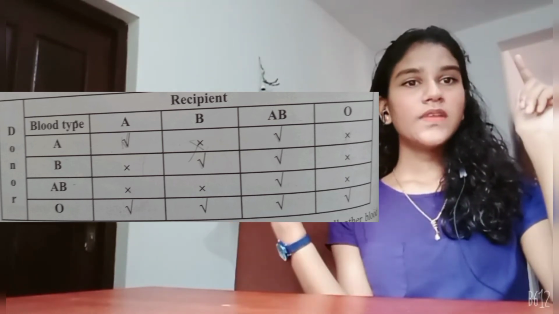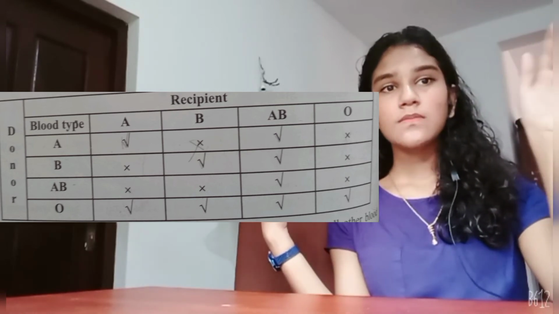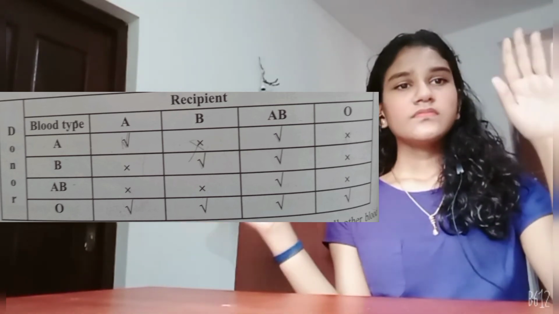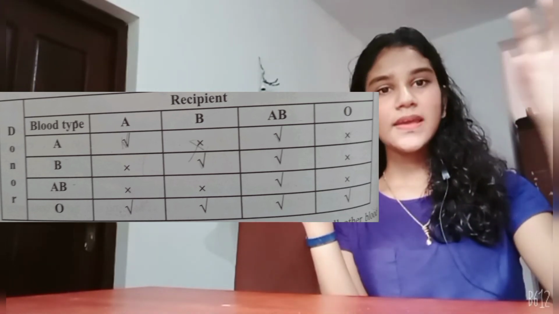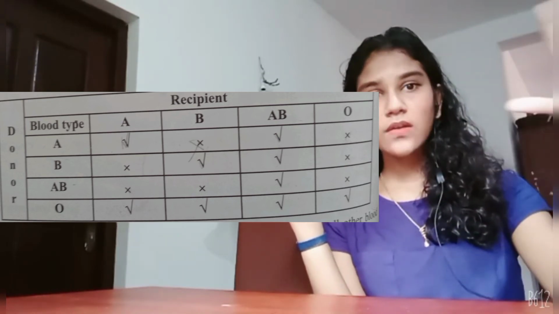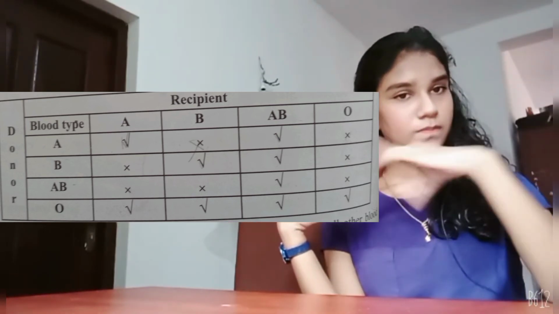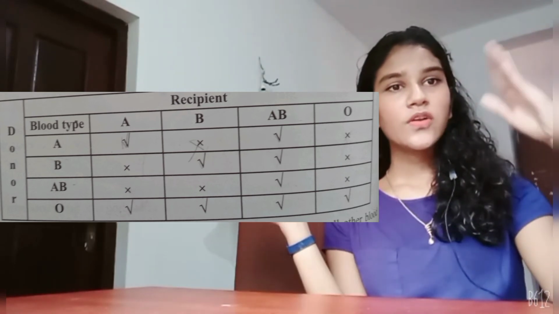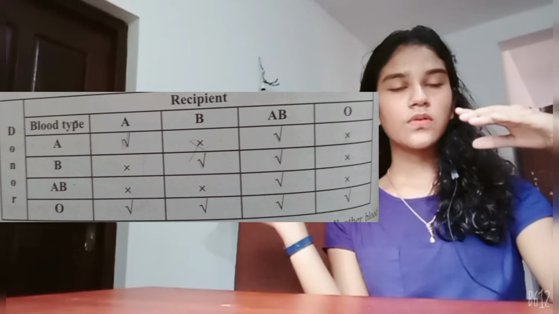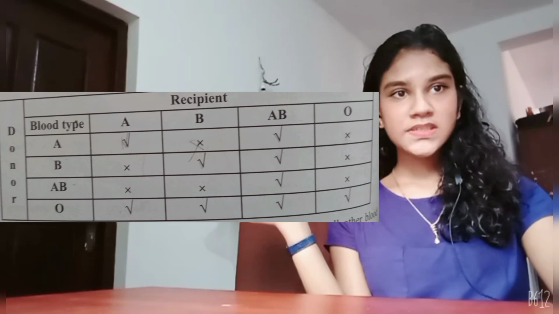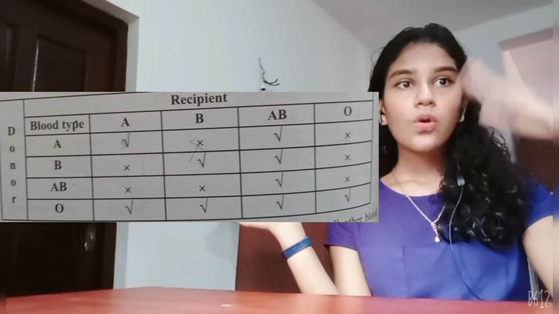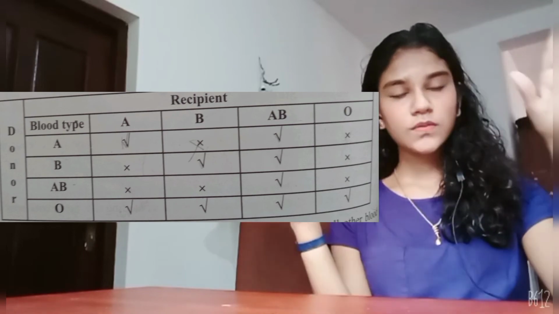If the blood group of the donor is O and the recipient blood group is A, it's possible. The main function of the blood group O is that we can donate it to all blood groups. It means the donor with blood type O can donate to recipient A, to recipient B, and O to AB and O to O. There's no harm if we do it like that.